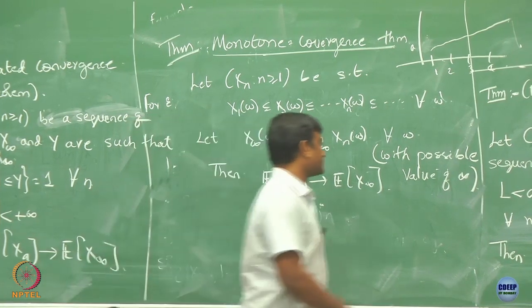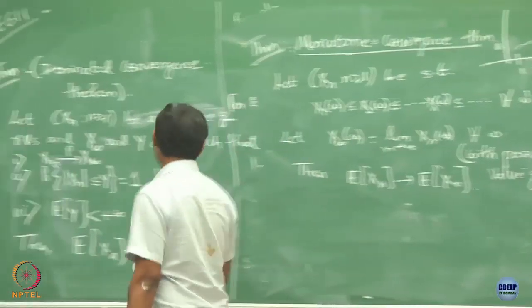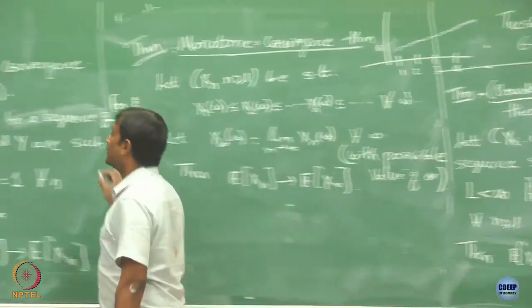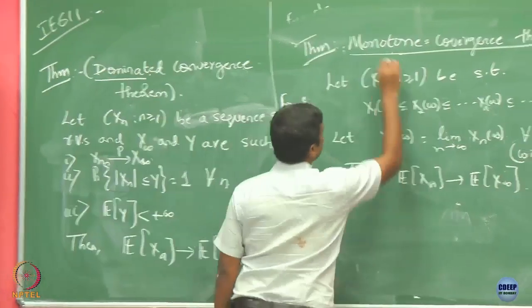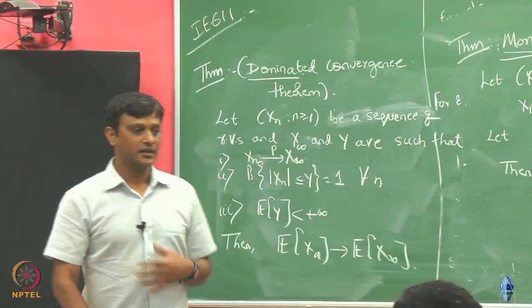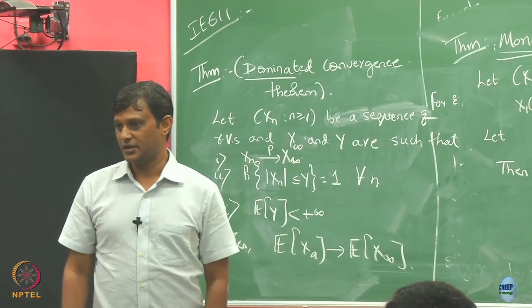Okay, so fine. These are the three theorems called bounded convergence, dominated convergence and monotone convergence. You should know and understand when you can use them.